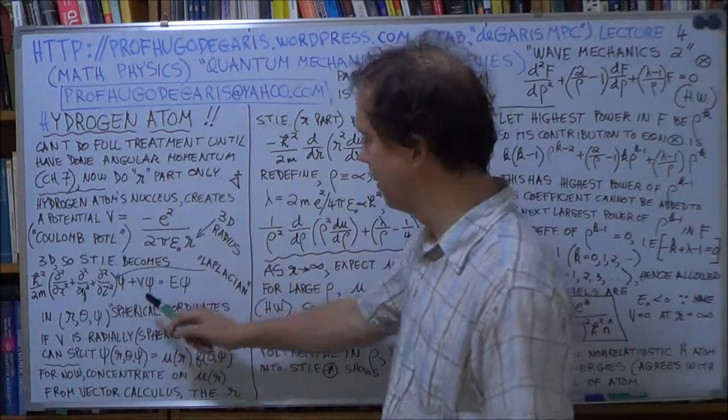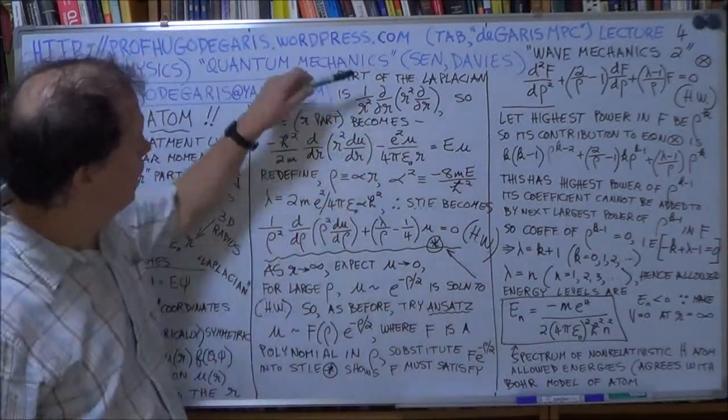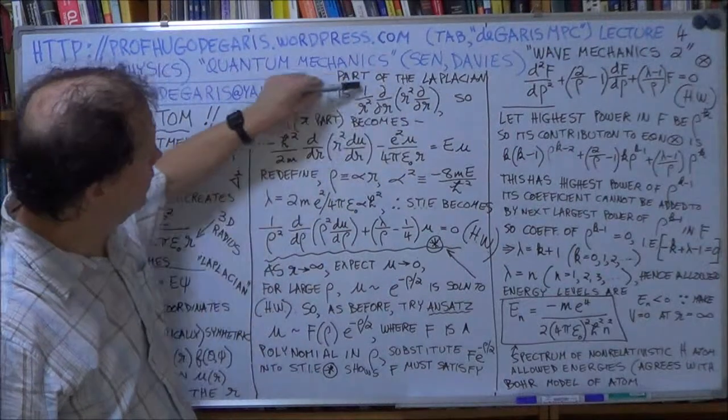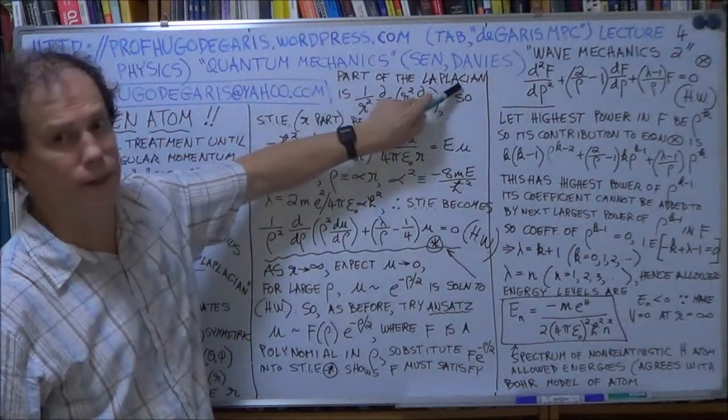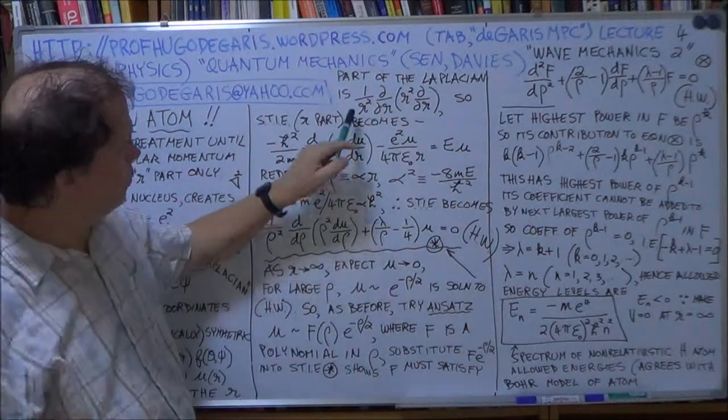Spherically symmetric. The radial part is of this form. So the part that involves the R in your Laplacian is of this form, and it's non-trivial.